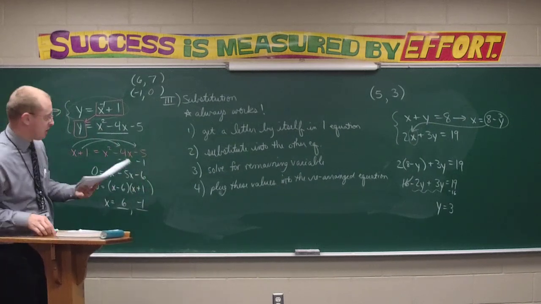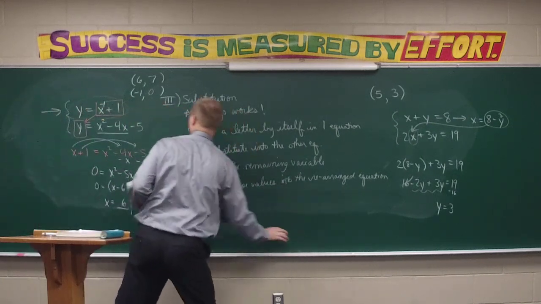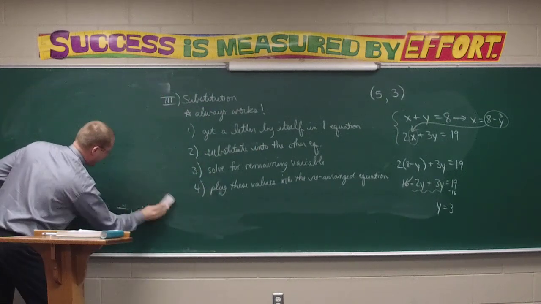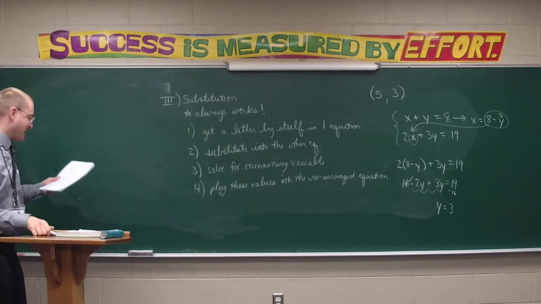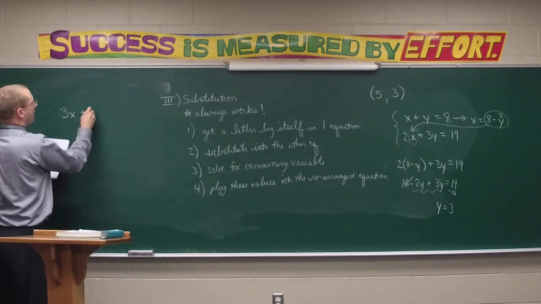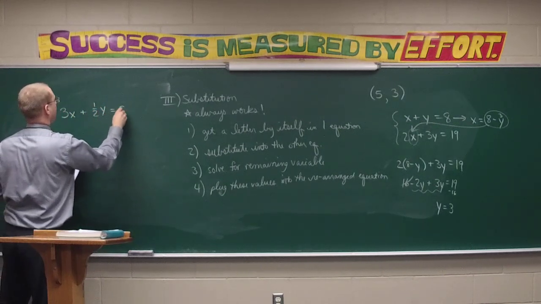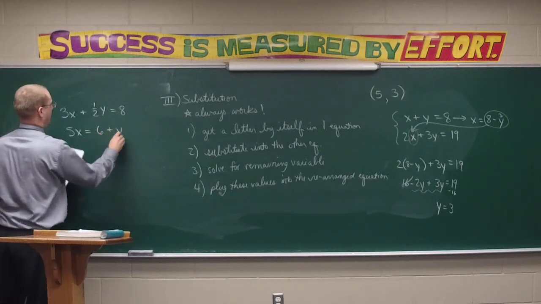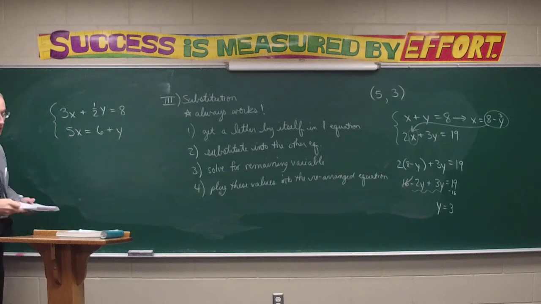Write this one down. 3x plus a half y equals 8. And 5x equals 6 plus y. 5x, excuse me, equals 6 plus y.